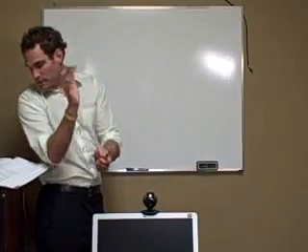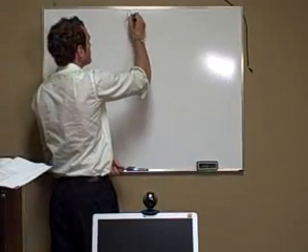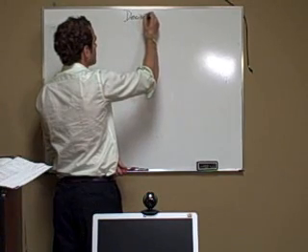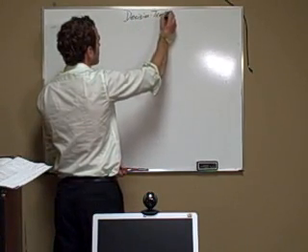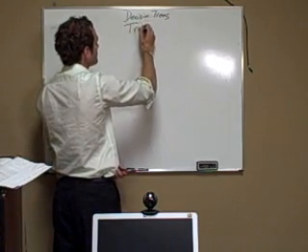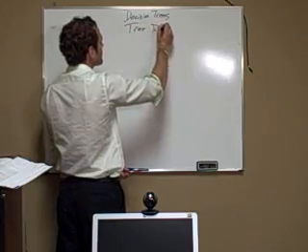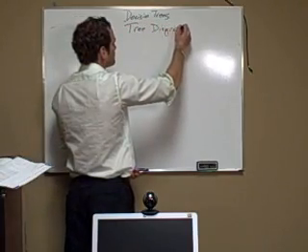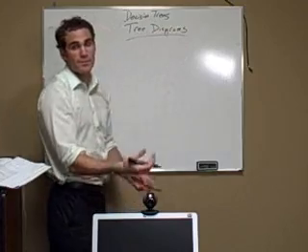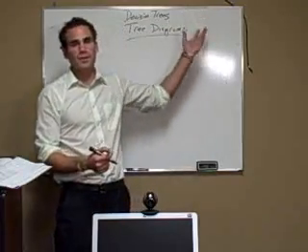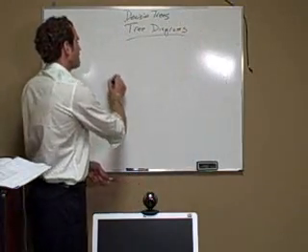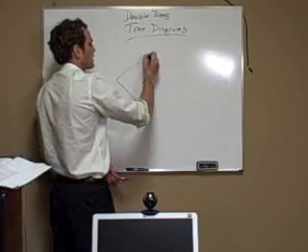Your book calls them decision trees. I call them tree diagrams. I've always heard them called tree diagrams. So you might hear me reference tree diagrams, decision trees, same thing. Okay? And they look like this.